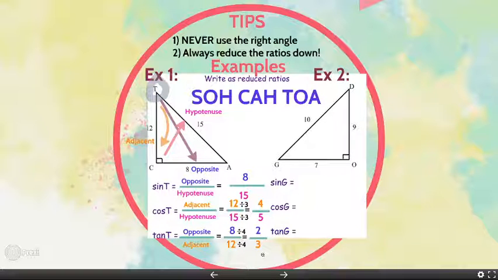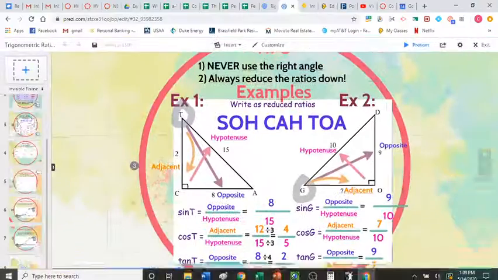So there you go. That's example 1. We'll be doing the same thing with example 2, and we'll be starting from angle G in example 2. So get pumped up for example 2.